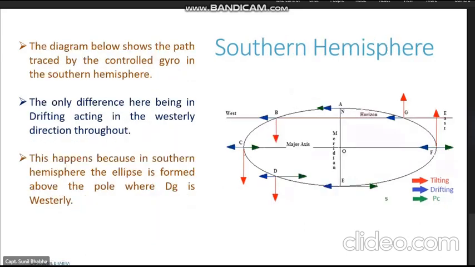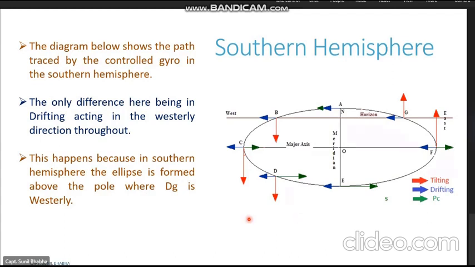Now, just to give you a conceptual idea, even though it may not be required for the exams, what will happen to the ellipse if we are in the southern hemisphere? Right now, all along, we have been assuming that the observer is in the northern hemisphere. Now, what if the observer is in the southern hemisphere? In the southern hemisphere, the ellipse is going to look like this.